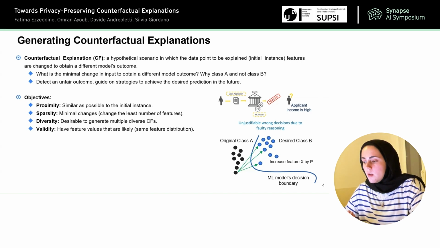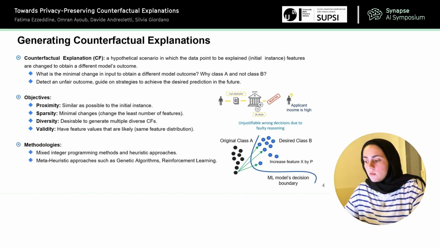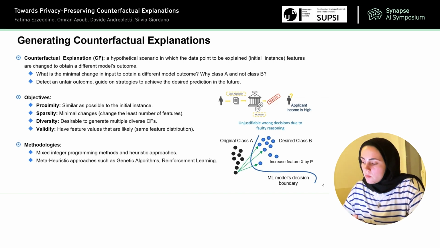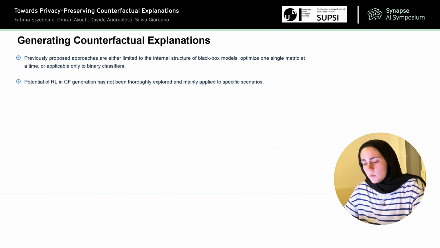We want to have in-distribution features. We don't want unrealistic counterfactuals that do not come from the distribution of our dataset. Different methodologies have been proposed to generate counterfactual explanations. Some of them are based on mixed integer programming and some on heuristics. Some of them are based on meta-heuristic algorithms.